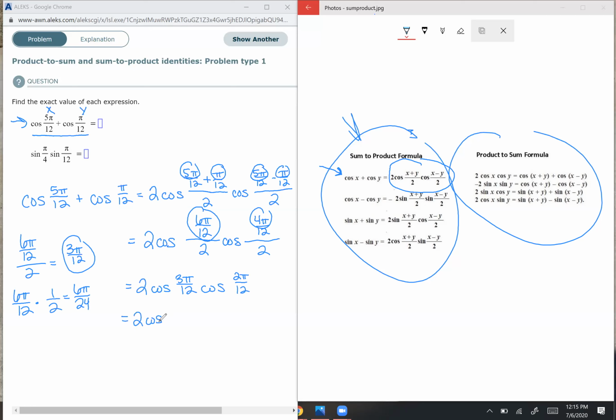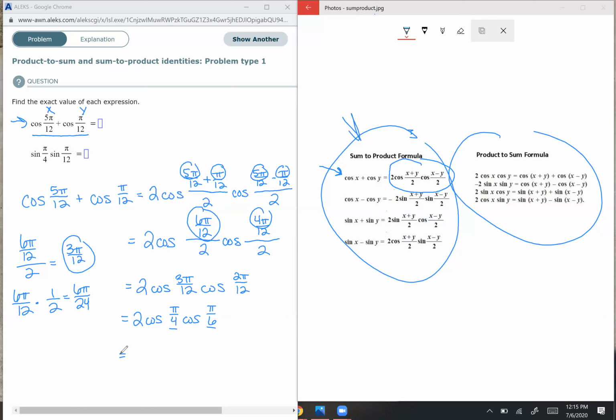Okay, so let's reduce. I've got 3 pi over 12. Let's take 3 out of the top and bottom and get pi over 4. What is 2 pi over 12 reduced to? Well, that reduces to pi over 6. Now you can see these angles that I know are on my unit circle. So if you haven't memorized your unit circle special angles yet, that's okay, because you can always have that to reference.